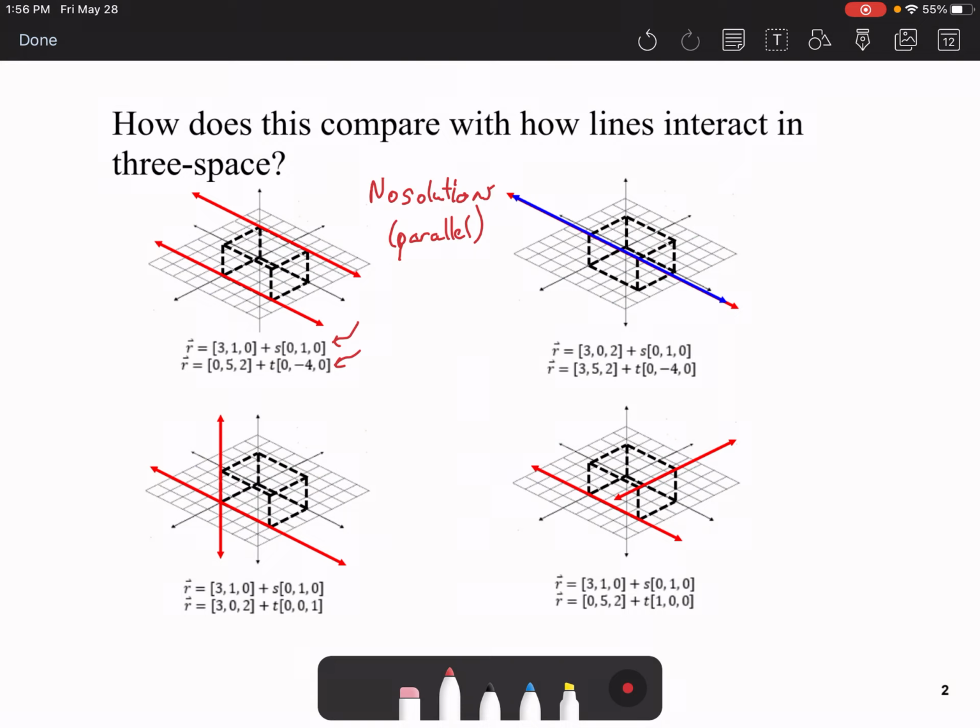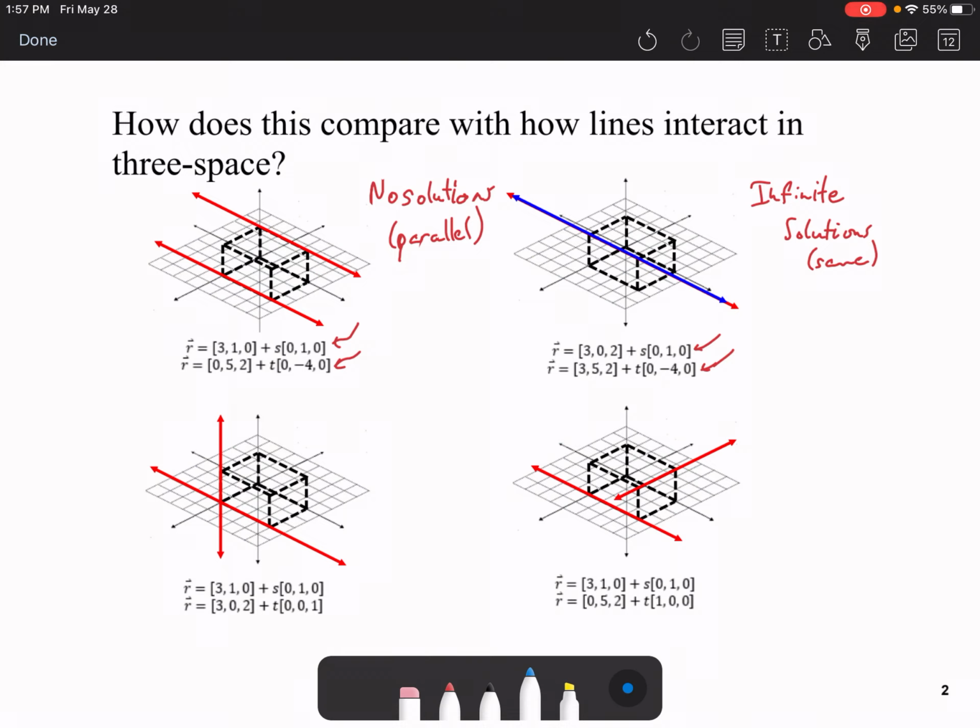You can also have an infinite number of solutions, giving you the same line. In this case, your direction vectors also turn out to be the same. The only difference between one and the other is that the values of s in the left ones and the values of t are not the same, whereas the values of s and t are the same in the right ones.